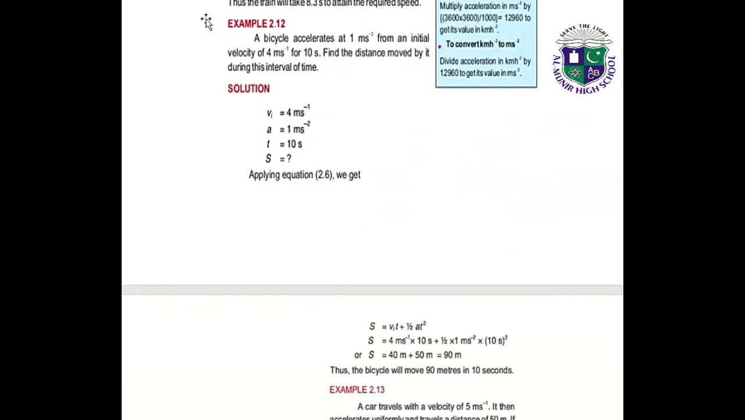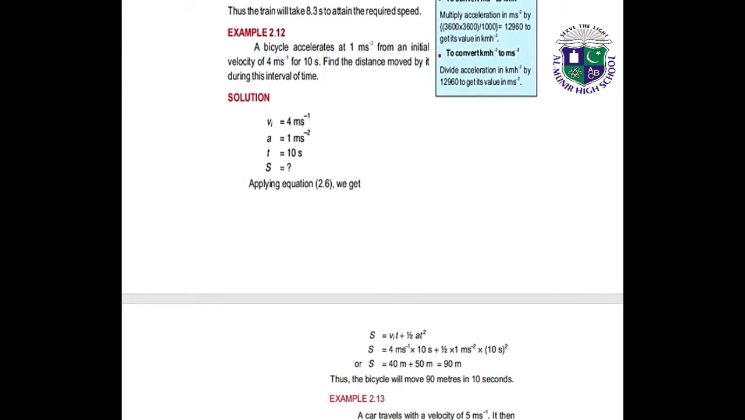Example number 2.12: a bicycle accelerates at 1 meter per second square from an initial velocity of 4 meter per second for 10 seconds. Find the distance moved by it during this time interval. Initial velocity is given, a is given, time is given, and S we have to find out. By using the second equation of motion, by putting all these values in this equation, we will get the distance covered.